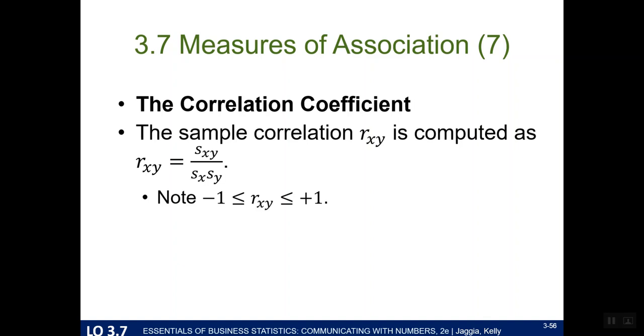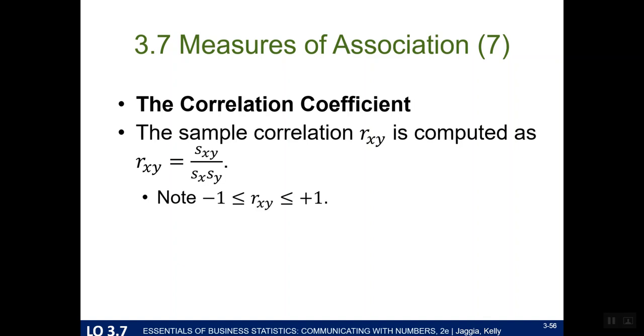So our answers will only fall between -1 and +1. So if you calculate this and you get a number that is greater than 1 or less than -1, you know you've made a mistake somewhere. Because -1 is your minimum amount, +1 is your maximum amount.